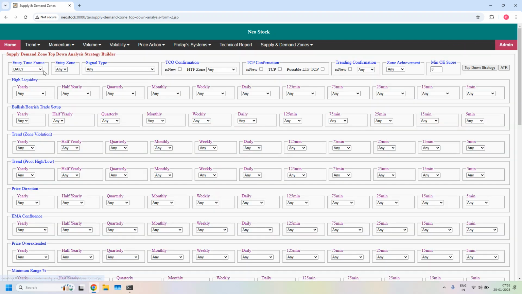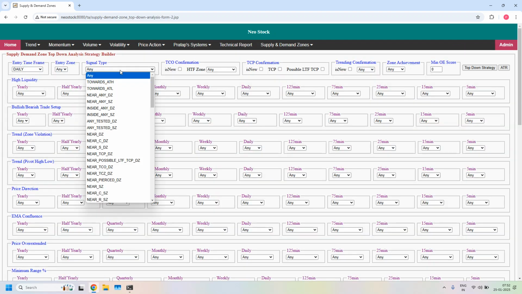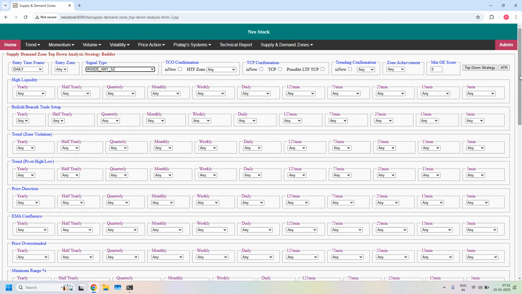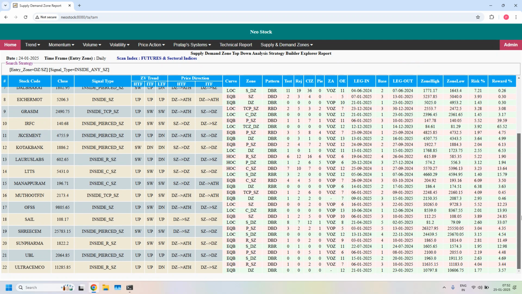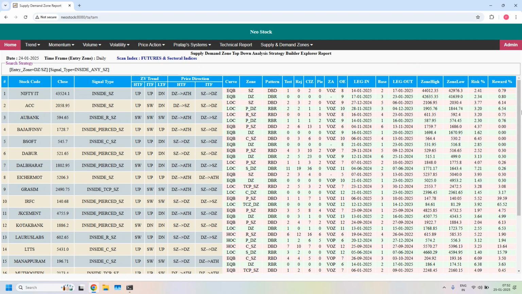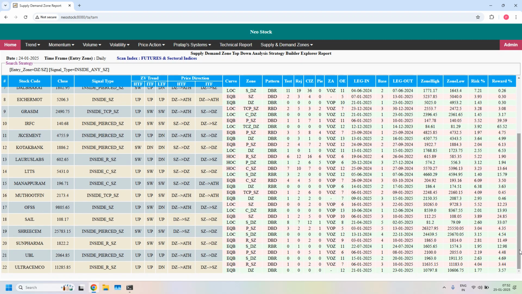Okay, this is about price closed inside the daily demand zone. Next, for daily time frame, let us find the stocks where price closed inside the daily supply zone. So we got 22 stocks. First 15 stocks in the list. I am scrolling the list down. So total 22 stocks where price closed inside the daily supply zone.